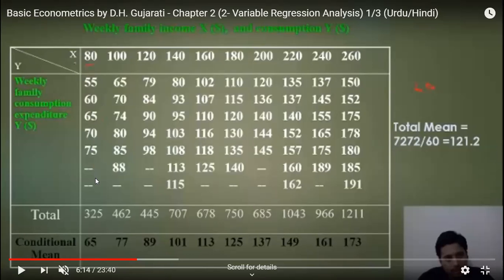Then what is the mean of that Y? What is the mean consumption? When income is 80, different families are spending different amounts, but what is the mean of that expenditure? Who can tell me? Hello? So the conditional mean? Obviously, conditional mean means when income is 80, okay? Yes. When income is 80, different families are spending different amounts. So what is the mean?